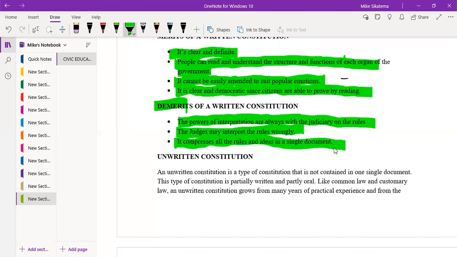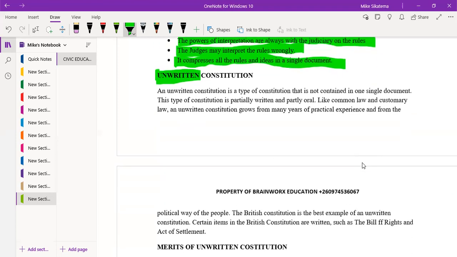So what of an unwritten constitution? A constitution that is not fixed within a single document. What are some of the good components of an unwritten constitution? And what are some of the demerits of an unwritten constitution? As per definition, an unwritten constitution is a type of constitution that is not contained within a single document. This type of constitution is partially written and partly oral. So like common law and customary law, like I said, Zambia also has some form of customary law.